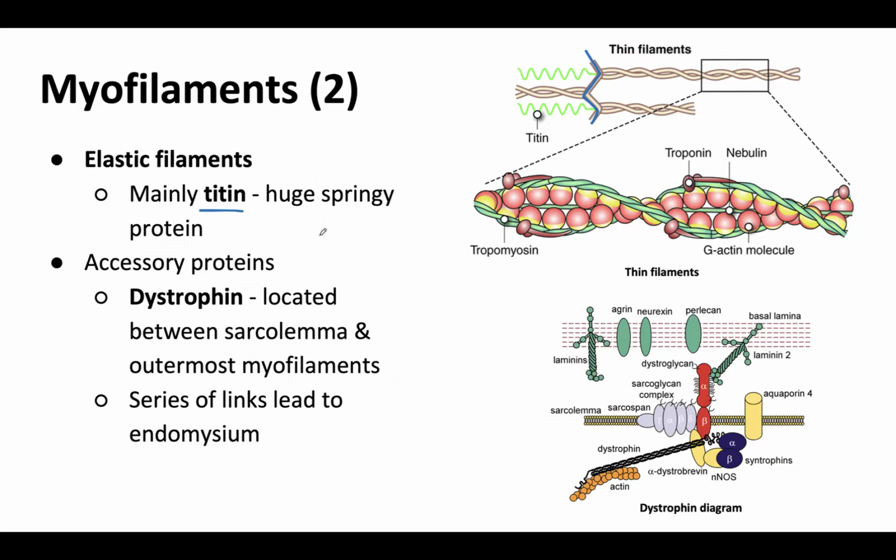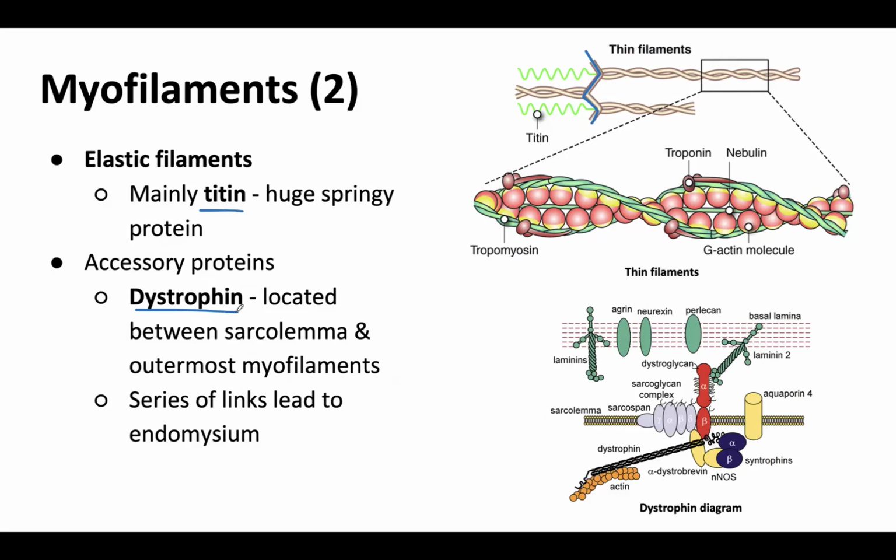There are about 7 other accessory proteins associated with thick and thin filaments. One of the most clinically relevant ones is going to be dystrophin, which is a large protein located between the outermost myofilaments and the sarcolemma.